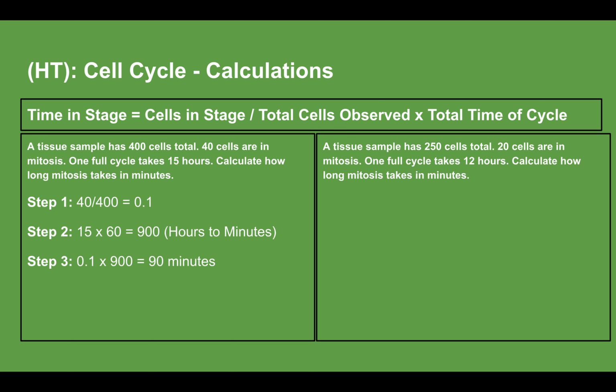Now, question 2, which is the one you're going to try on your own, then we'll go through it. A tissue sample has 250 cells total. 20 cells are in mitosis, and 1 full cycle takes 12 hours. Calculate how long mitosis takes in minutes. Pause the video now and answer this question.